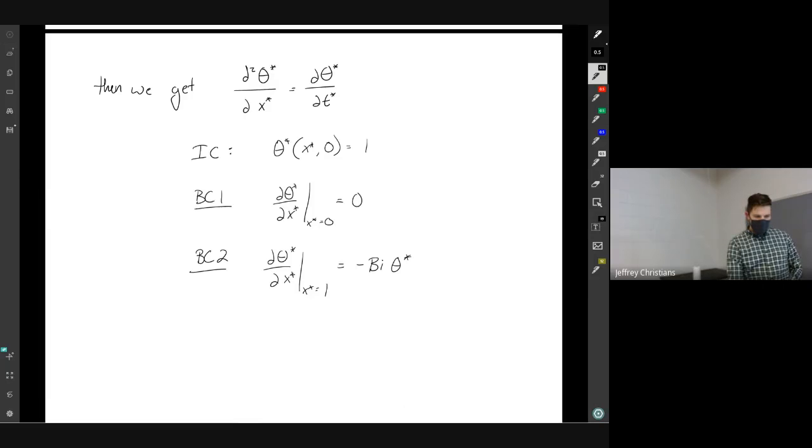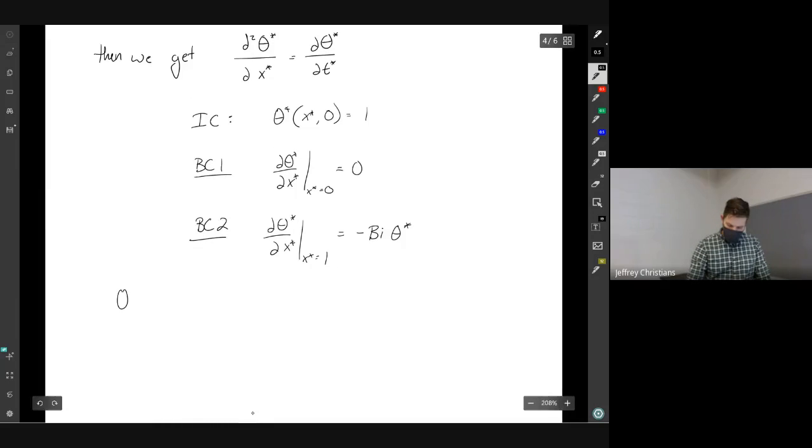Okay. So what's the answer for this one? Okay, it's not going to be quite that easy, but let's think about it. So theta star equals some function. It has to be a function of position and time, right? That's our temperature. It has to be changing with both space and time.